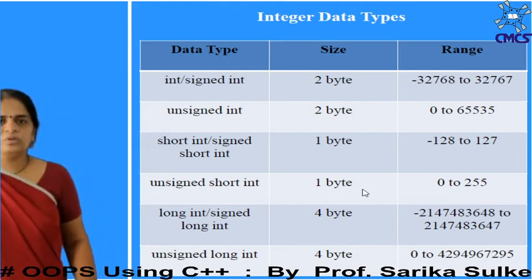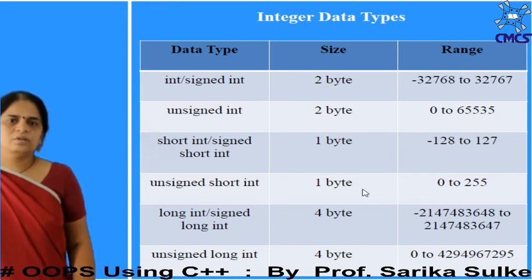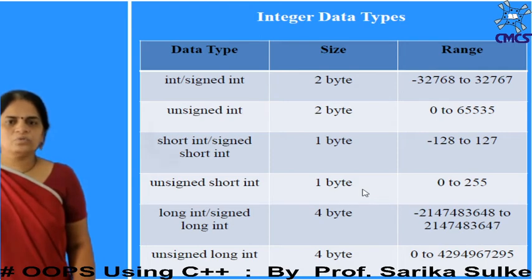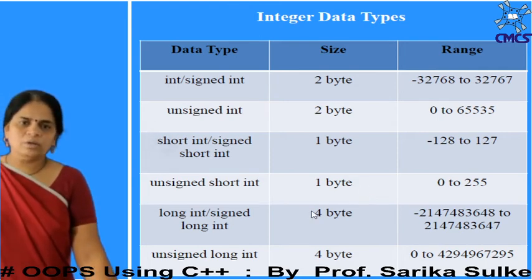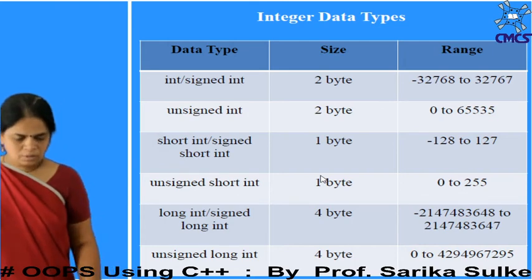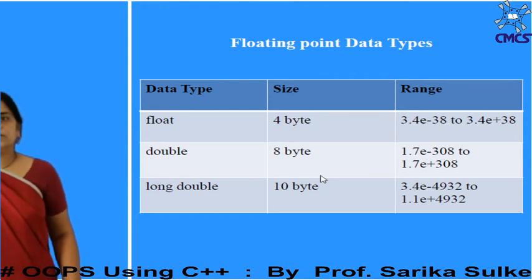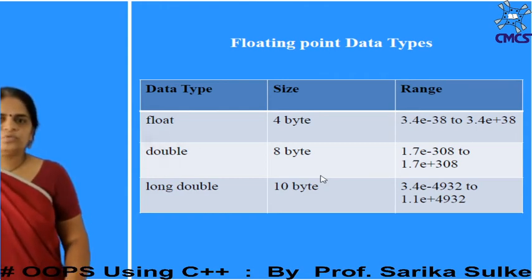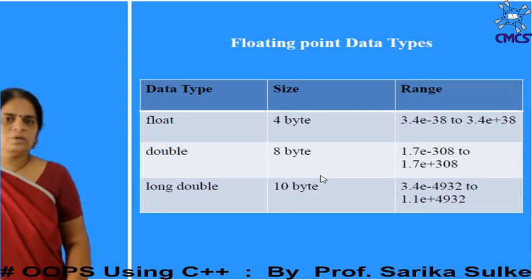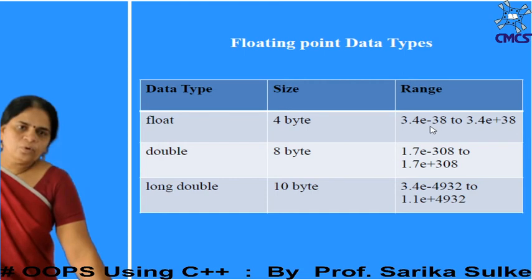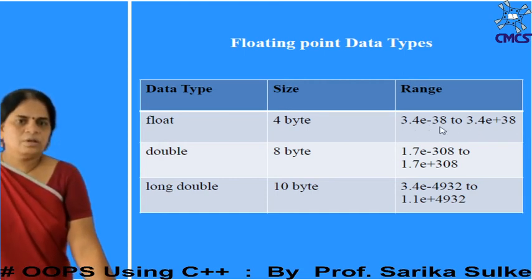If you want to store the value within 0 to 65535, then you have to use the integer data type, and above that you have to use the long integer data type. So this is about the integer data type. Then next is floating point data type. There are 3 types of floating point data types: float, double and long double. So float takes 4 bytes of memory, double takes 8 bytes of memory, and long double takes 10 bytes of memory.